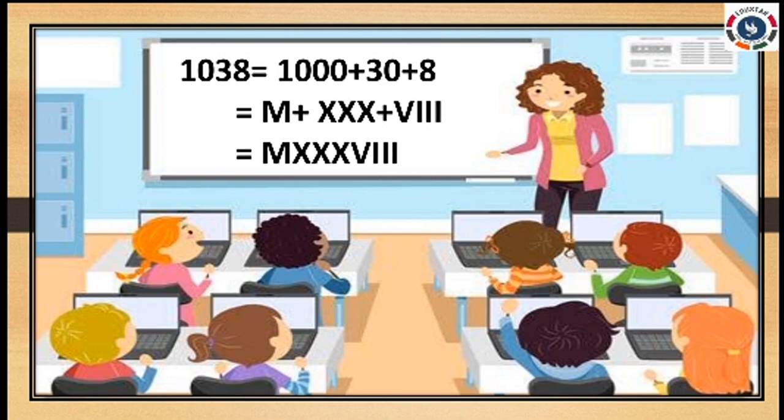1038. Again you have to expand the number. 1000 plus 30 plus 8. What is the Roman numeral for 1000? M. You have to write M. Then plus, what is the Roman numeral for 30? What is the Roman numeral for 10? X. So you need to write 3 times 10, that is 30, so you write XXX. Then plus 8. What is the Roman numeral for 8? VIII. So now you add all those together. You will get MXXXVIII.